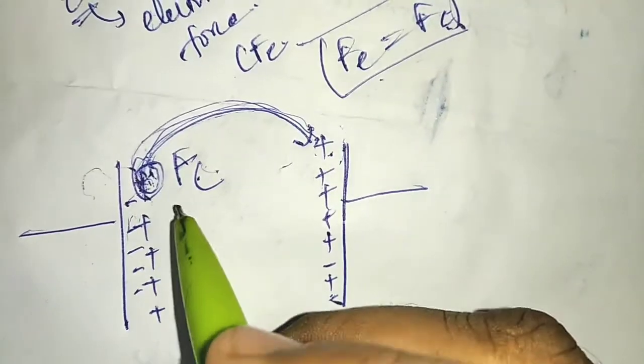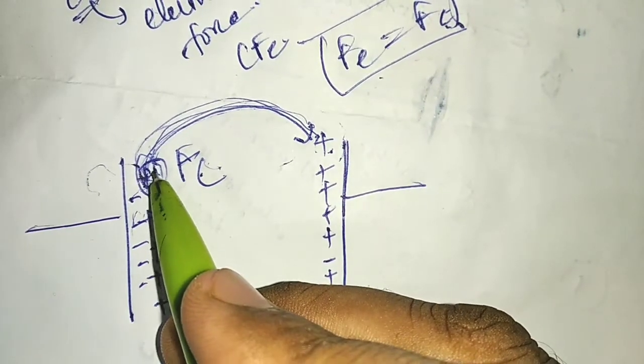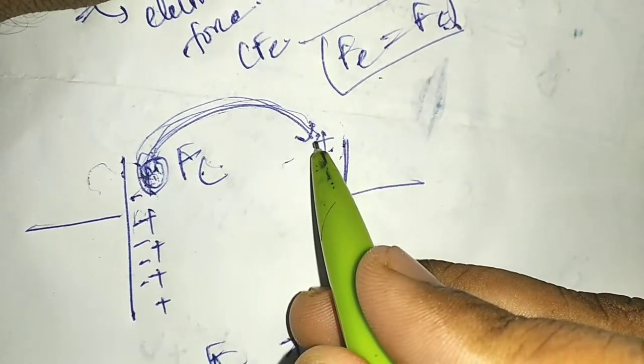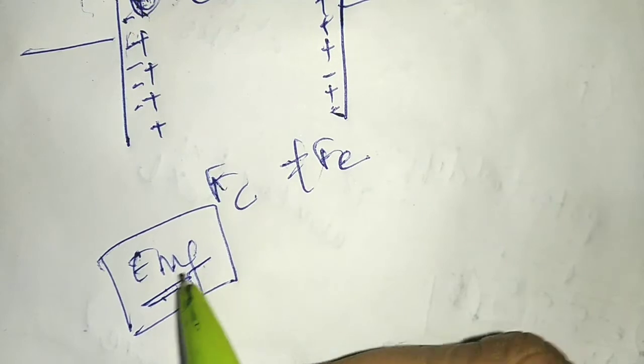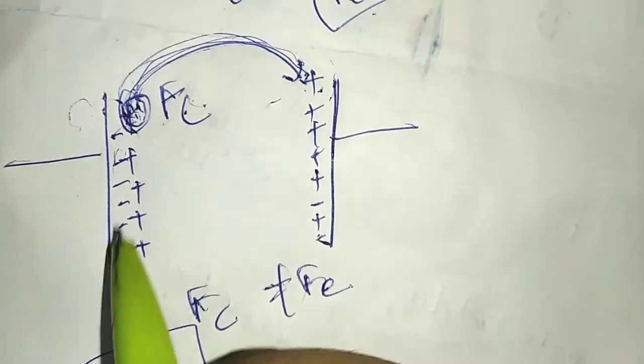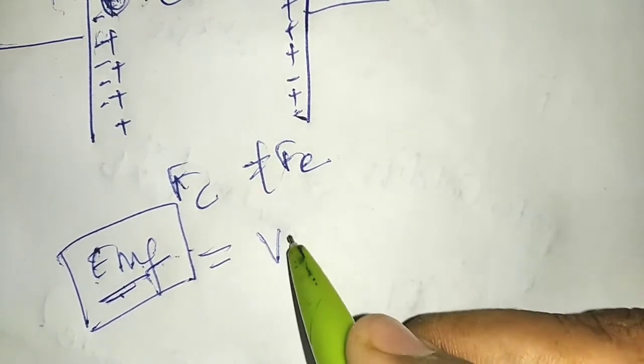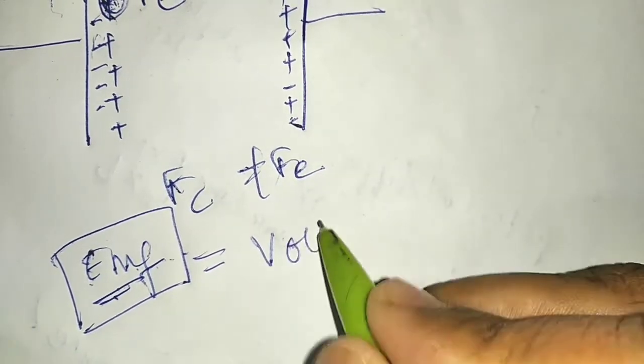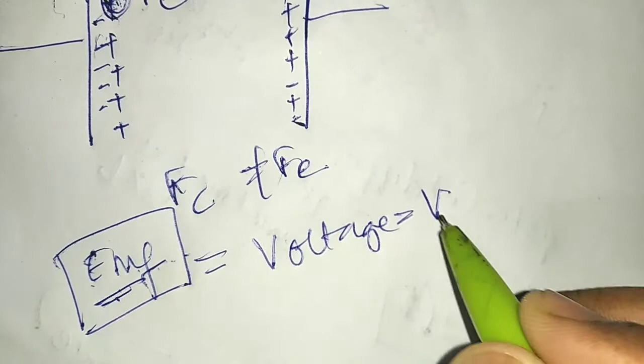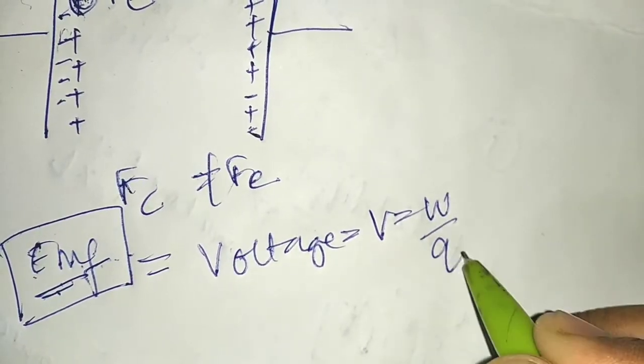So once again, students, the work done to bring the positive charge from the negative plate to the positive plate, we call EMF, that is electromotive force. Electromotive force is also called potential voltage here. Voltage is denoted by V, and it is given as W by Q only.